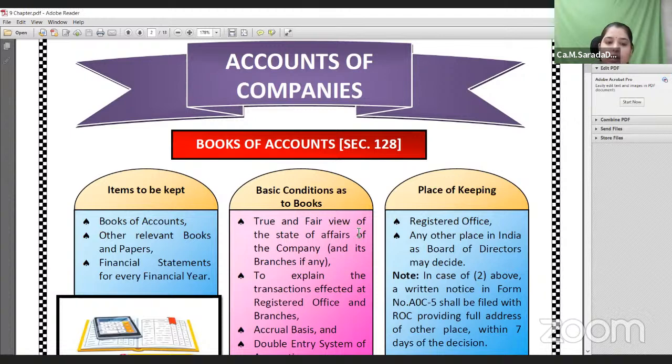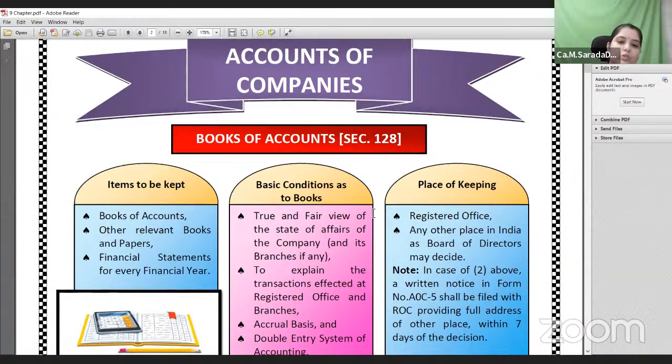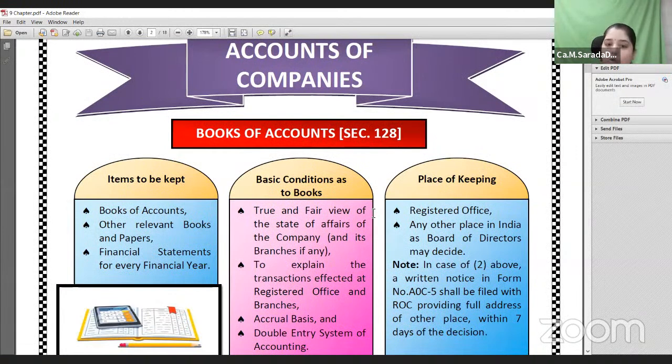Now, where are these books of accounts kept? Once these are prepared by the board of directors, where are they kept? They are kept in the registered office of the company. So please do remember, the books of accounts are kept at the registered office. And how are these books of accounts prepared? These are important points for bits. The books of accounts are prepared on accrual basis and double entry system of accounting. According to the provisions of the Companies Act 2013, maintenance of books of accounts on cash basis is not valid. You need to maintain them only on accrual basis and they are kept at the registered office of the company.